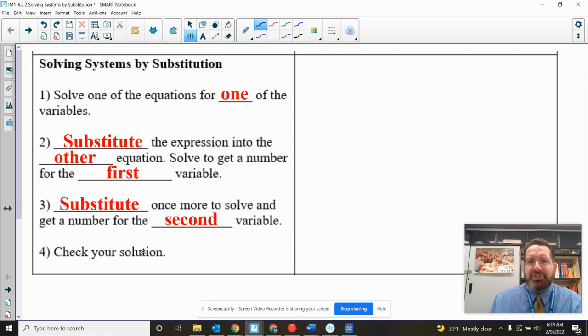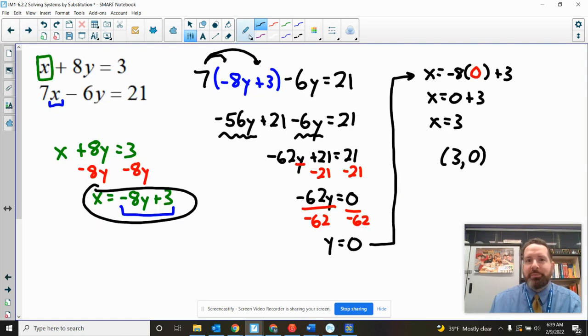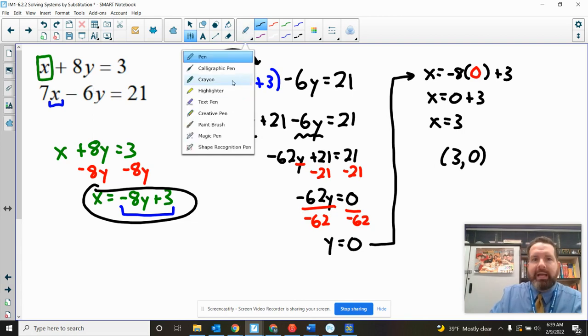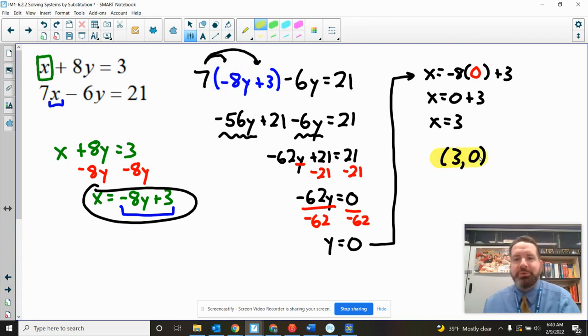Lastly, you know how to check this. We're just looking to see if this ordered pair makes both equations true. Now, we're going to do a mental check here just to save some time, but feel free to write your checks out. 3 plus 8 times 0 would be 3 plus 0, which is 3. That works. Down here, 7 times 3 is 21, minus 6 times 0, which is 0, and 21 minus 0 is 21. That works too. So our solution is good.